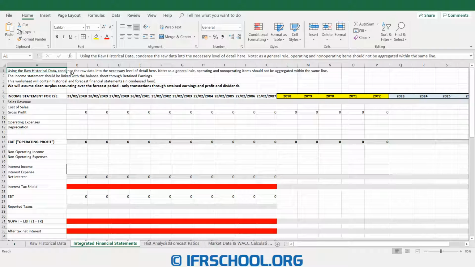Firstly, classifying accounts into the integrated line items does involve a certain level of judgment. Secondly, for time reasons, I will move through the classification of the accounts and the population of the cells quickly. However, in practice, this would need to be done more carefully.